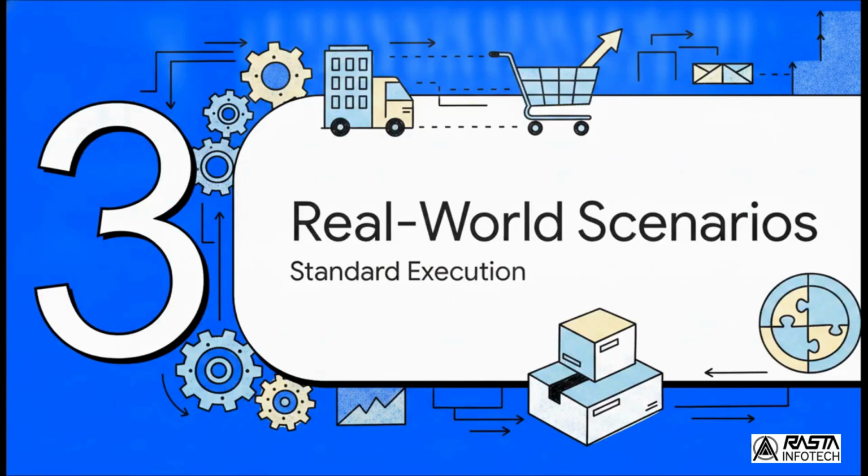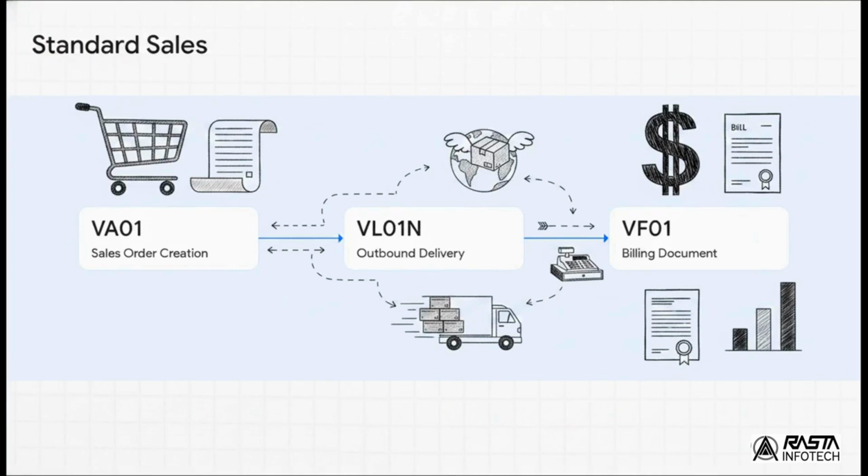Let's bring this out of theory and into reality in Section 3, real-world business scenarios. We'll start with standard execution. For standard sales execution, we're talking your classic VA01 to VL01N to VF01 flow. Here is the business reality. You create the sales order, which leads seamlessly into executing the outbound delivery, and that ultimately culminates in generating the billing document. By strictly locking these steps together, the system absolutely guarantees that your cost of goods sold and your revenue postings are perfectly aligned. There's no guessing here.